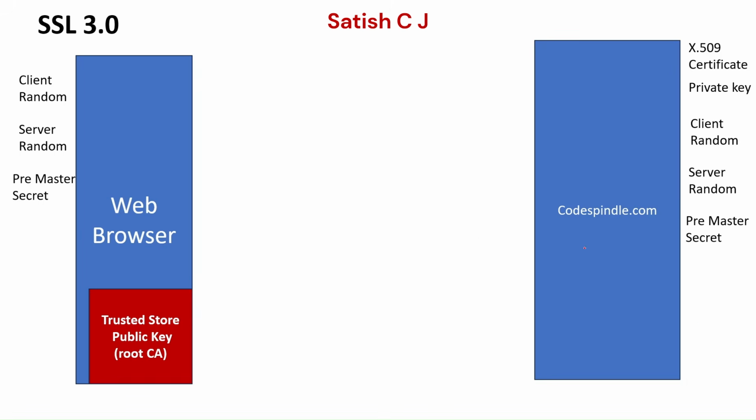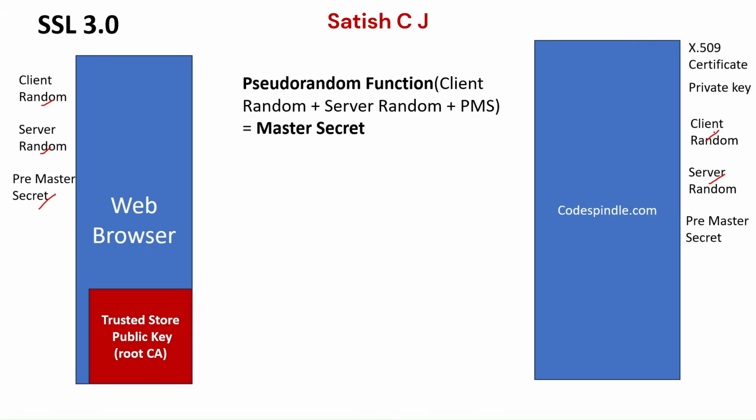So at this stage, you can see the client has got its random number, the server's random number, and the pre-master secret of 48 bytes. The server has got the client random number, the server random number, and the 48-byte secret pre-master key, which it has received from the client.